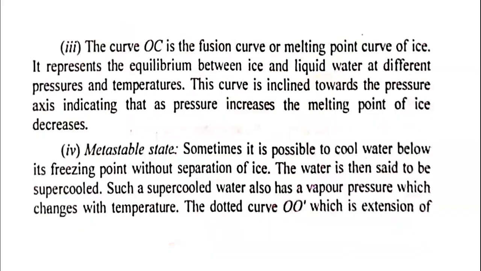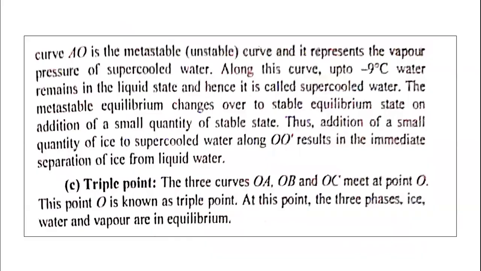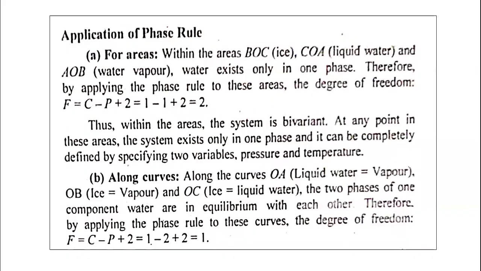The three curves are meeting at that point. So this point is known as the triple point, and at this point the three phases are in equilibrium. Solid ice, vapor water, as well as liquid water are in equilibrium. So this is about the description of the phase diagram.